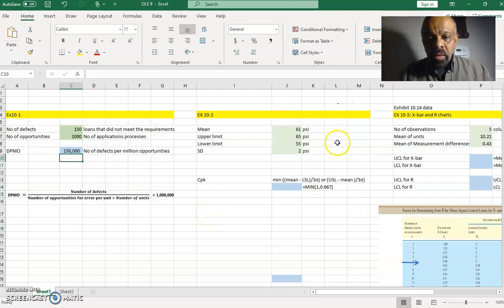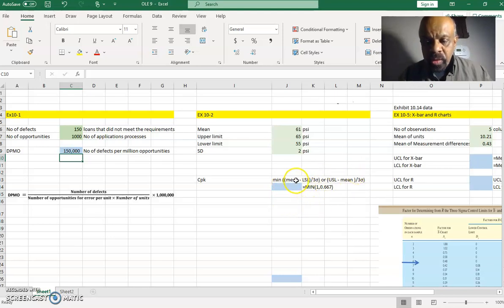The mean here is 61. The upper limit is 65. The lower limit is 55. The standard deviation is 2. So now I need to find the process capability index. The equation is here. So let's calculate.